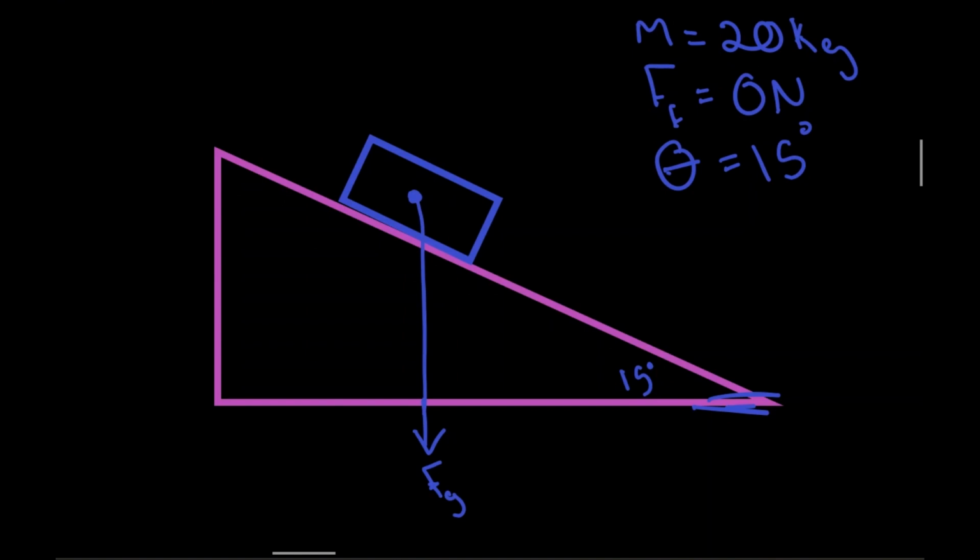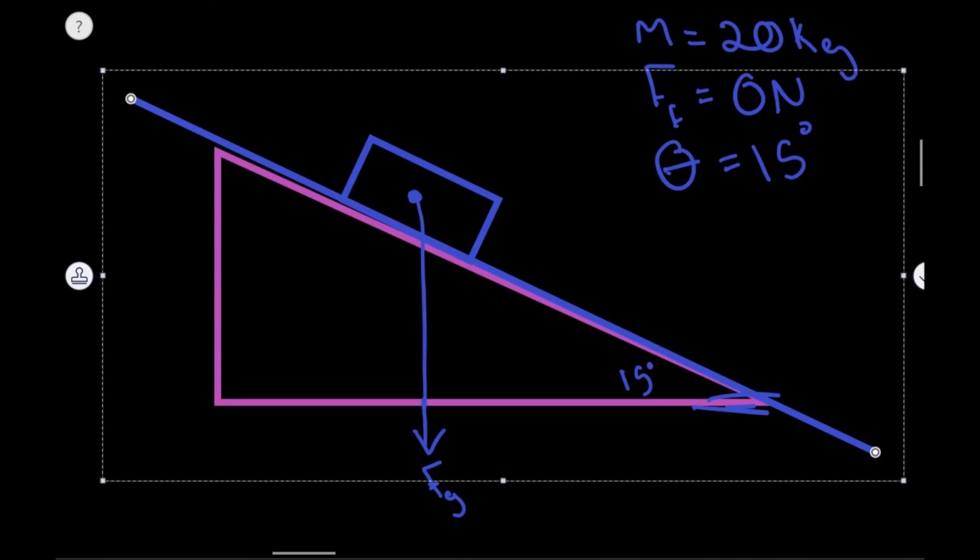So imagine a coordinate plane that is parallel with the ramp. Here, I'll draw this in red. Let's say we have a line. This is our x-axis.